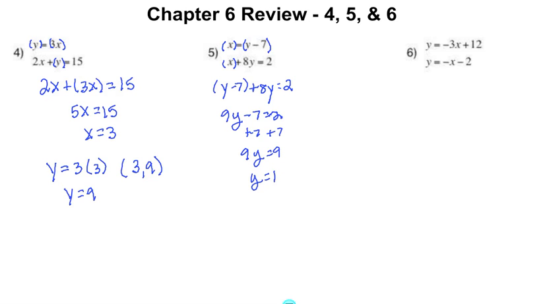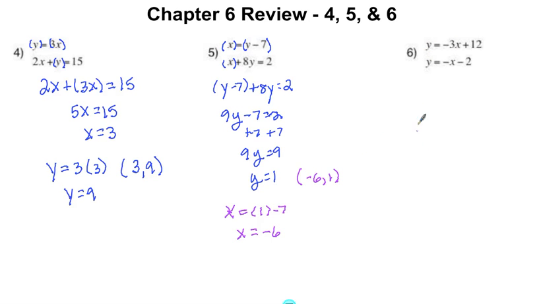I'm going to go ahead and get a different color to show you the second step. So when I plug y back into one of my originals, and I'm going to plug in the first one just because it's already solved for x for me. So x equals 1 minus 7. Well, 1 minus 7 is negative 6, so x equals negative 6. And so your answer is negative 6, 1. Make sure to put your x in the x coordinate spot and your y in your y coordinate spot. And that is done.